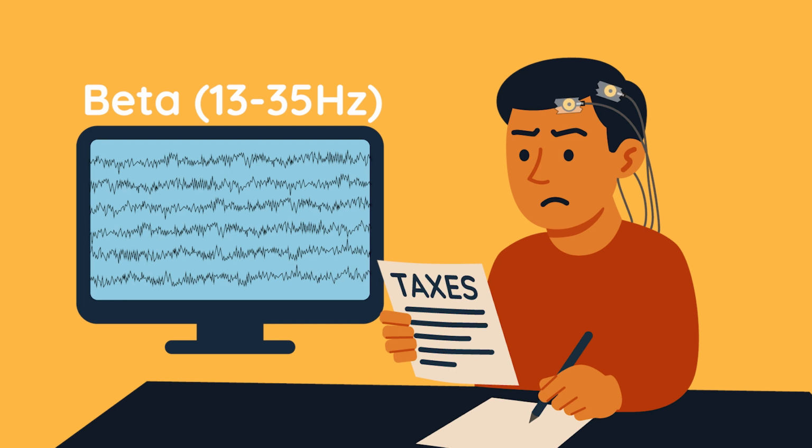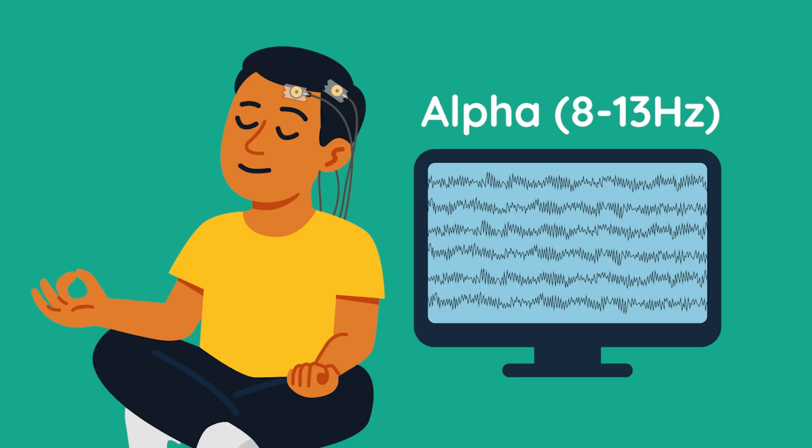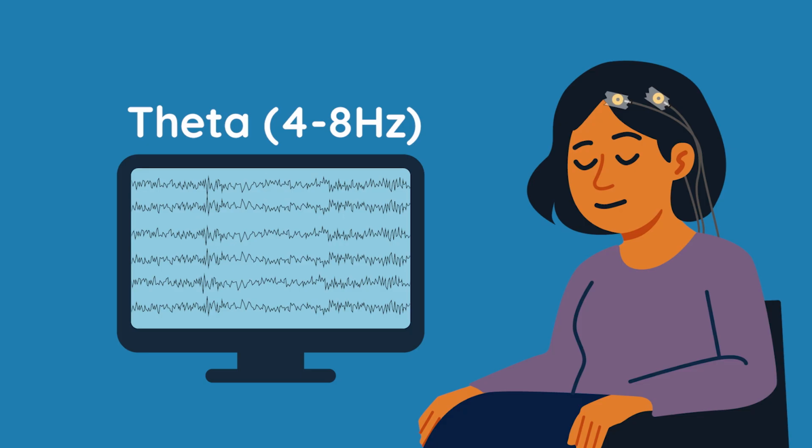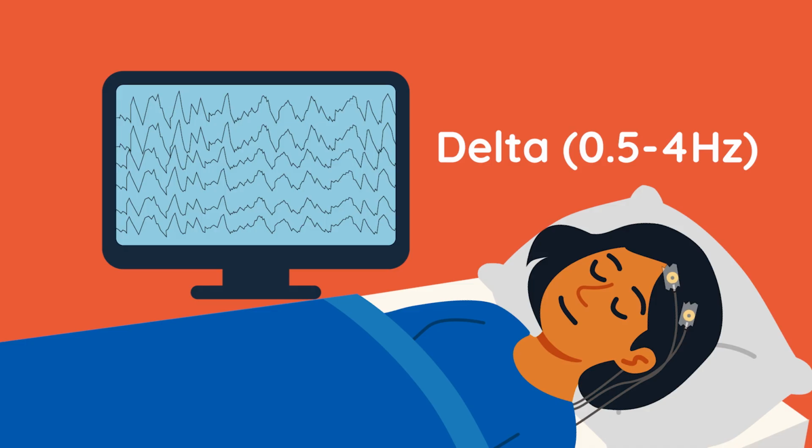Here's the staging playlist. Beta is observed somewhere between 13 to 35 Hz. This is when someone's awake and alert. Alpha rhythm is somewhere between 8 to 13 Hz. This is relaxed wake with eyes closed. Theta is 4 to 8 Hz. This is where you're drifting, drowsy, and typically shows up in N1 sleep. Delta waves are usually half to 4 Hz. These are big, slow waves, the hallmark of N3 sleep.